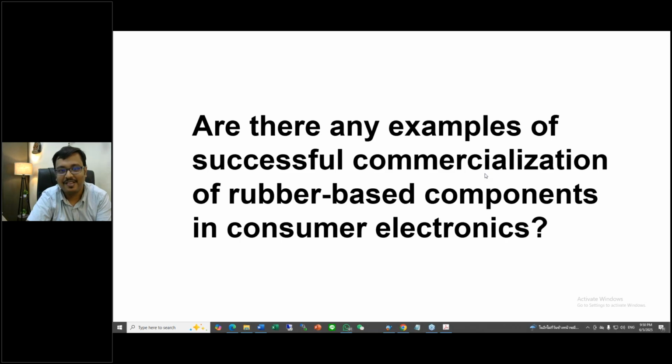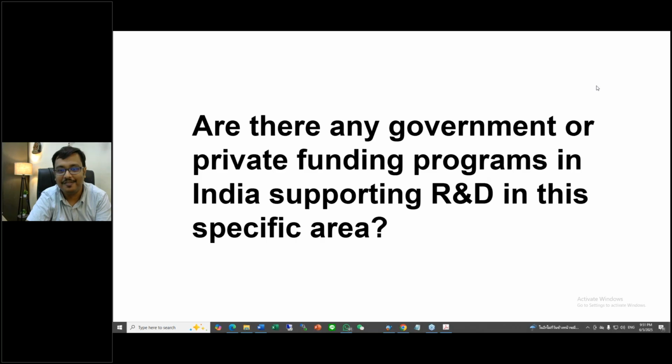Okay. Next question, please, if there are any. Are there any government or private funding programs in India supporting R&D in the specific areas? The answer is yes. We got a couple, not we, I should say, one is we and one is I. Firstly, I got a very big funding from the Indian Council of Medical Research to conduct work on the healthcare part of this particular rubberized sensors.